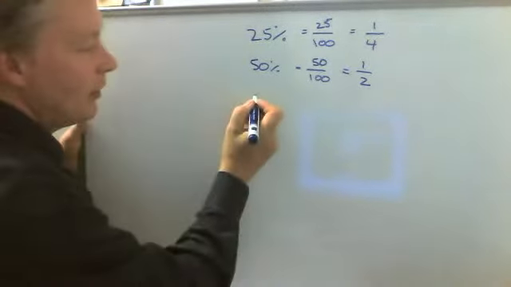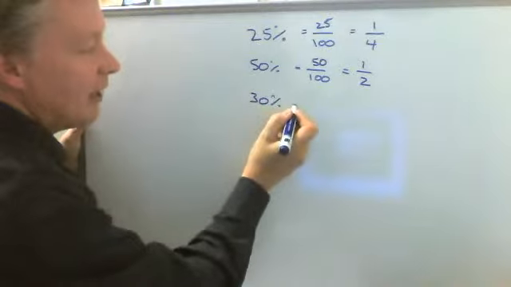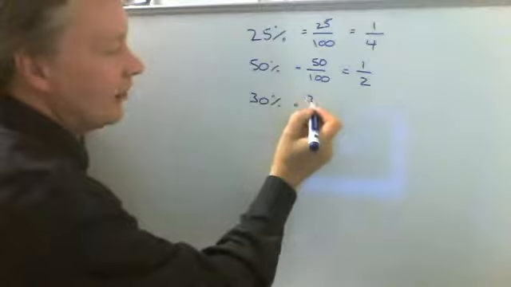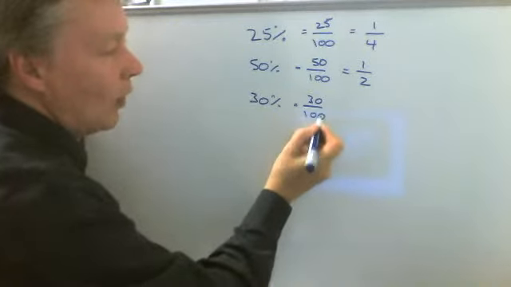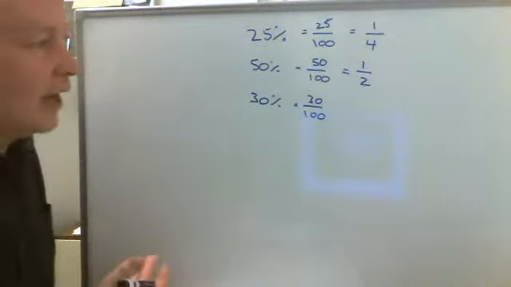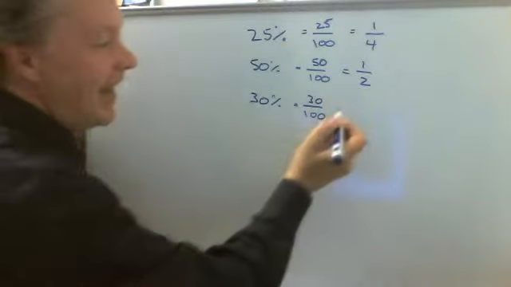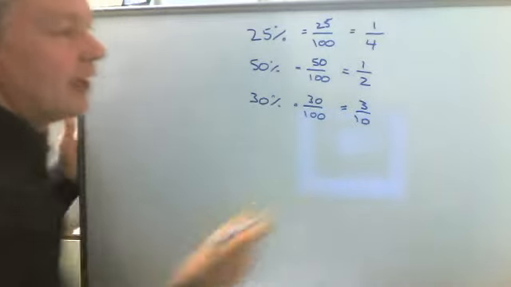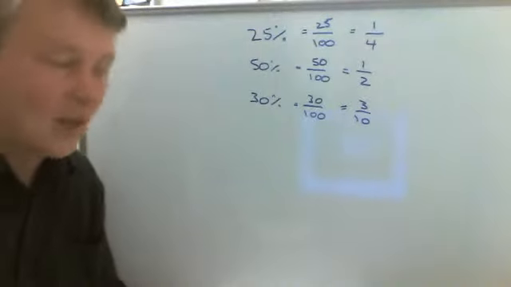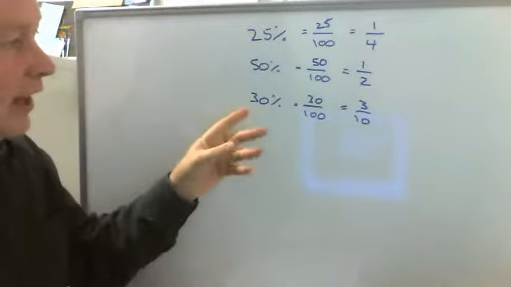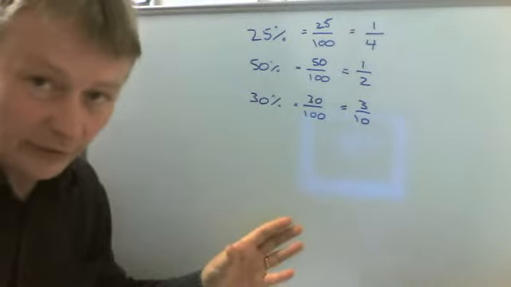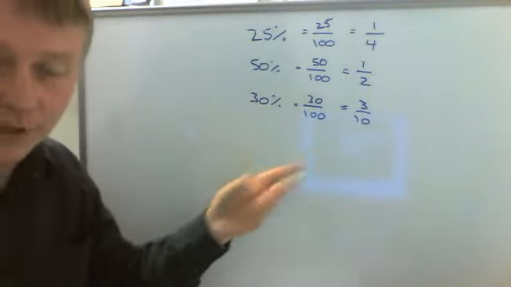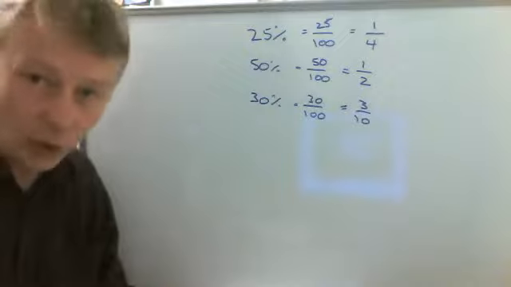Okay, now it might be we've got a percentage like 30%. Well, again, we can rewrite that as 30 over 100. And I can divide the top and the bottom by 10 to make my numbers smaller. And that would give me 3 over 10. So you can always work out a fraction equivalent by manipulating the top and the bottom and reducing them accordingly.